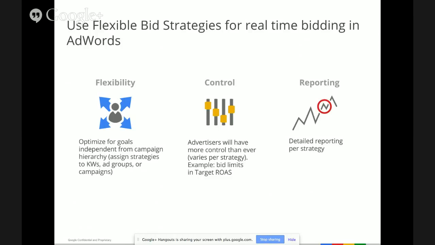The flexibility piece we touched on. With control, we're giving you more control over bids that you can set. So we're giving you bid floors and bid ceilings. And then we're also giving you aggregated roll-up reporting in one place. So you no longer have to click into multiple different campaigns or ad groups just to see how your target CPA or target ROAS strategy is doing.